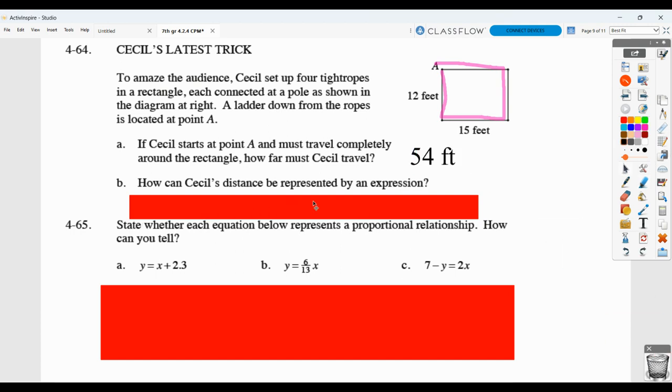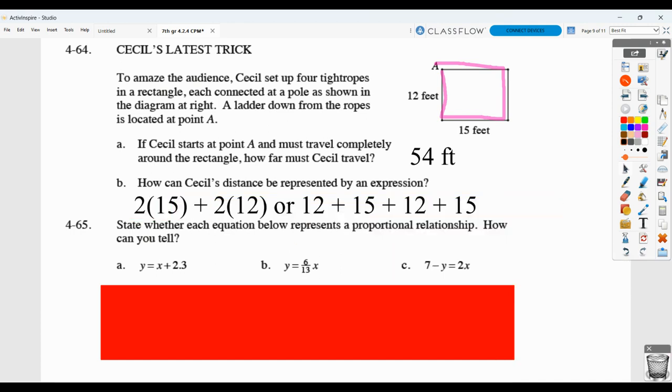How can we represent his distance by an expression? We could think of it as 2 times 15 plus 2 times 12, because it's a rectangle. Or you could simply write 12 plus 15 plus 12 plus 15.